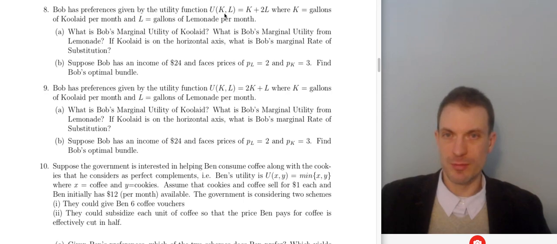Kool-Aid and lemonade problem. So Bob has, I can't talk about, think of like Dane Cook and his Kool-Aid man.